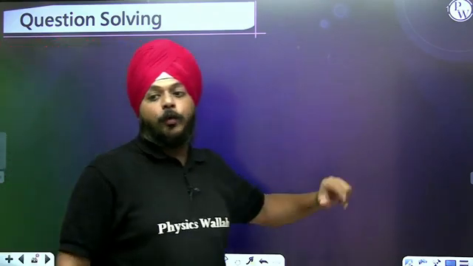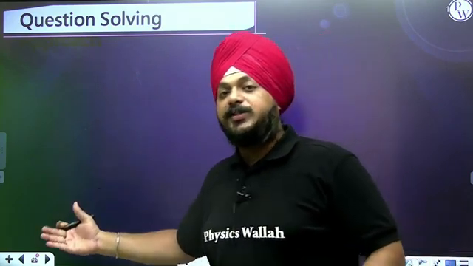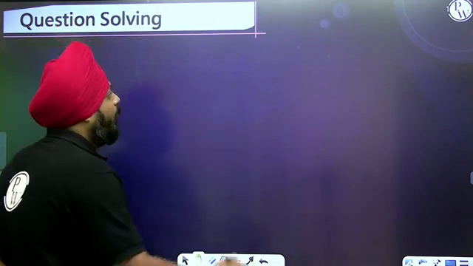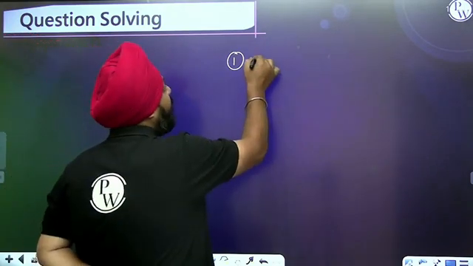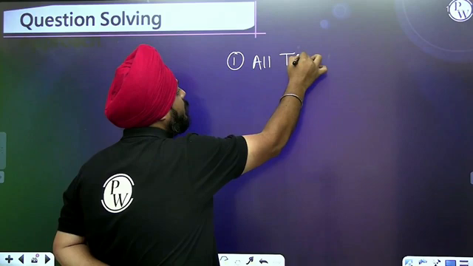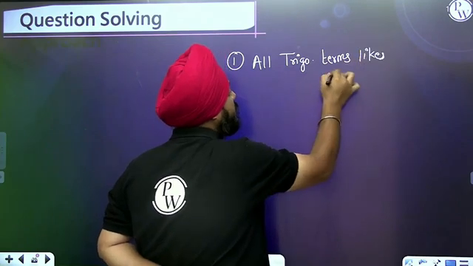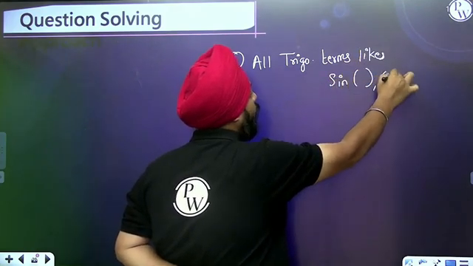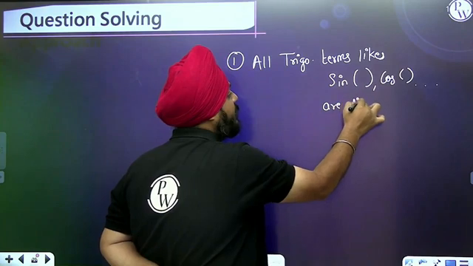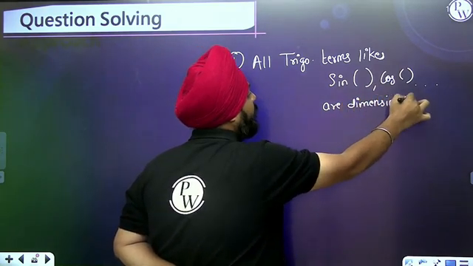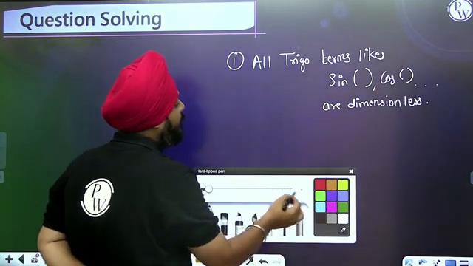What is the question solving approach? Okay, these two points we have seen in the previous presentation slide. Apart from this, there are three most important points that we are going to use. The first point: all the trigonometric terms, sine, cos, are dimensionless. They do not have any kind of dimensions, right?